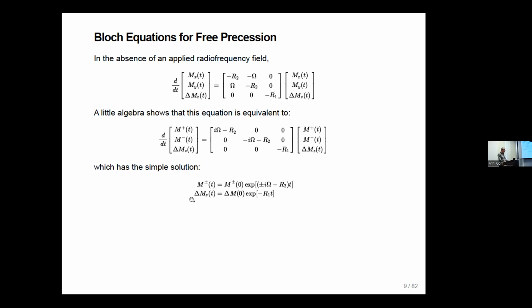So here, delta MZ is the difference between the instantaneous Z magnetization and equilibrium Z magnetization. And I've written it this way just to emphasize that Z magnetization always recovers back towards Boltzmann equilibrium, so that the deviation from Boltzmann equilibrium becomes 0.